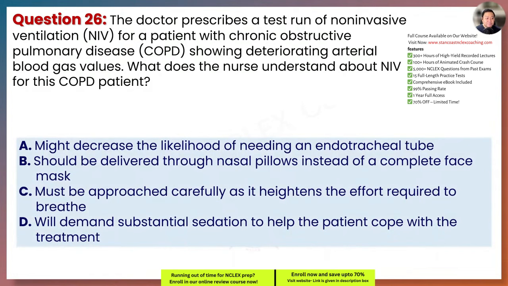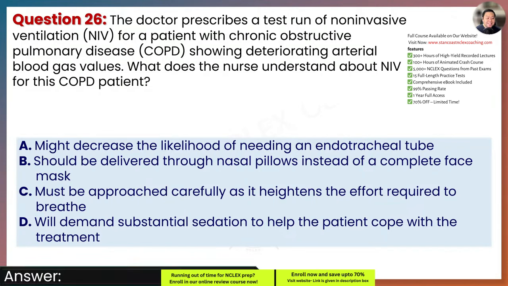B, should be delivered through nasal pillows instead of a complete face mask. C, must be approached carefully as it heightens the effort required to breathe. D, will demand substantial sedation to help the patient cope with the treatment. The answer is letter A.